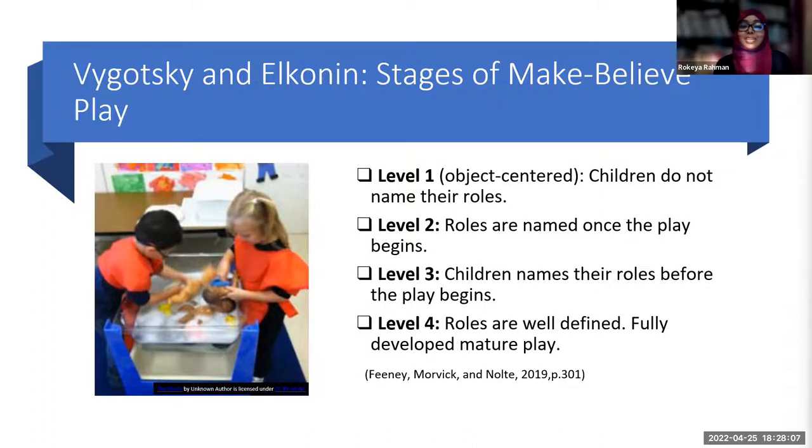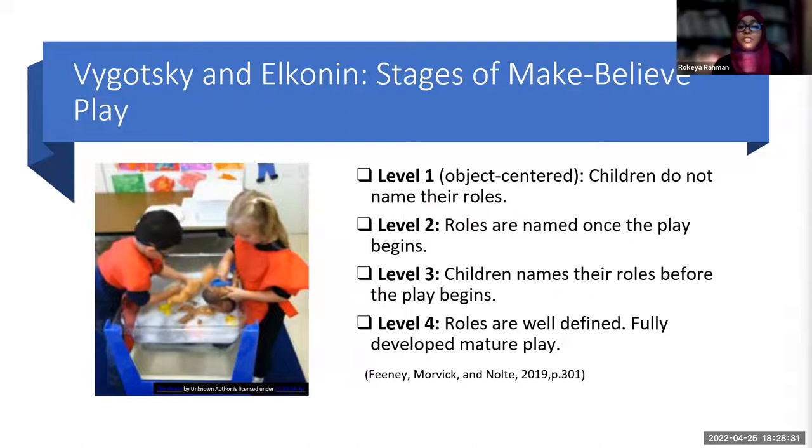And level three, basically they name their role before the play begins. For example, they can say, we're going to have a birthday party and I'm the birthday girl. Or they might say, we're going to the doctor's office and I'm the doctor, you're the mommy and your baby is sick. So they actually come up with the names before they begin their dramatic play situation or scenario.